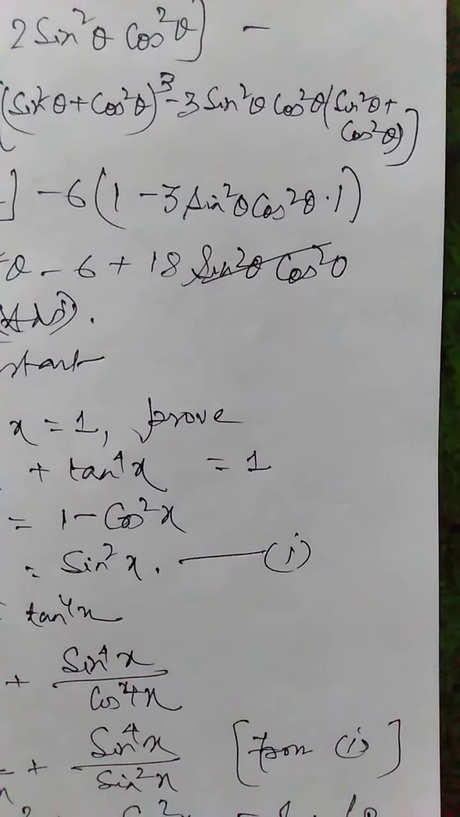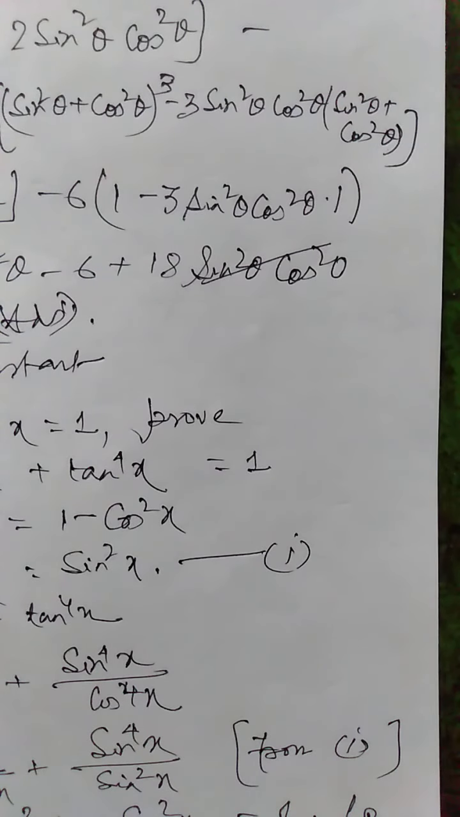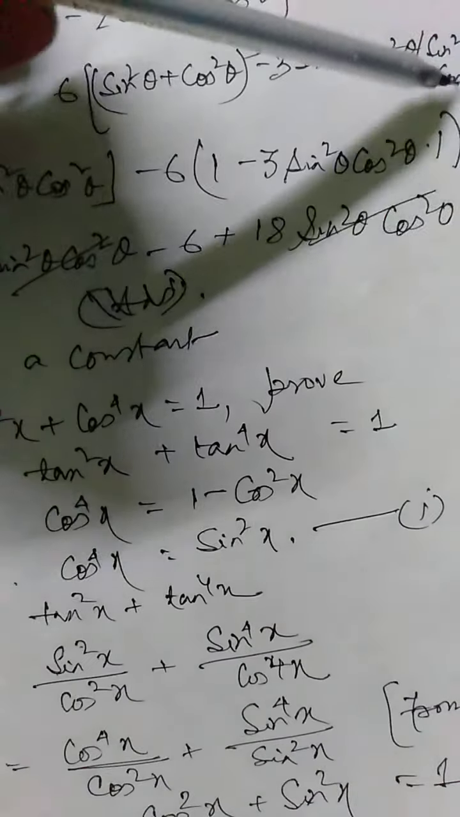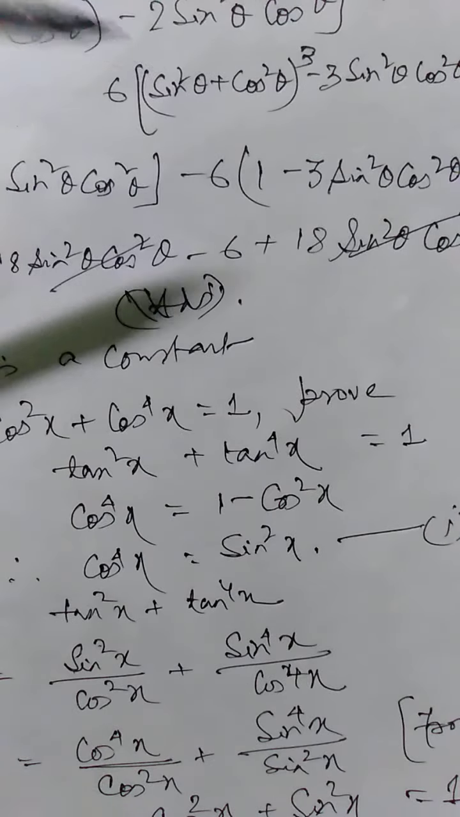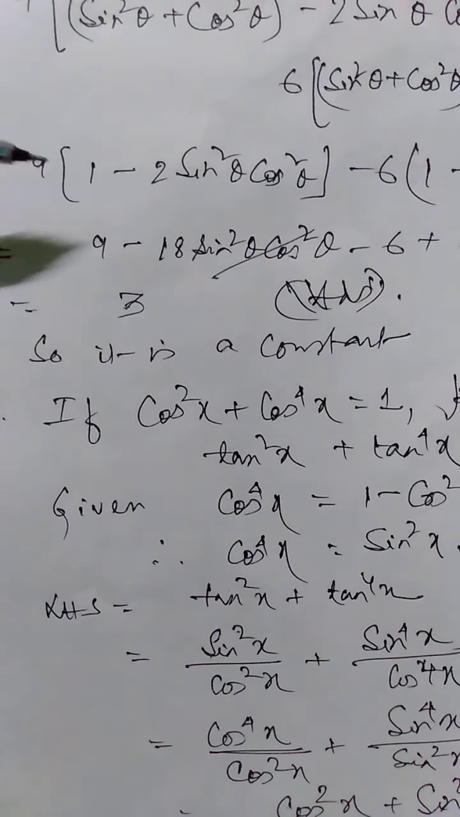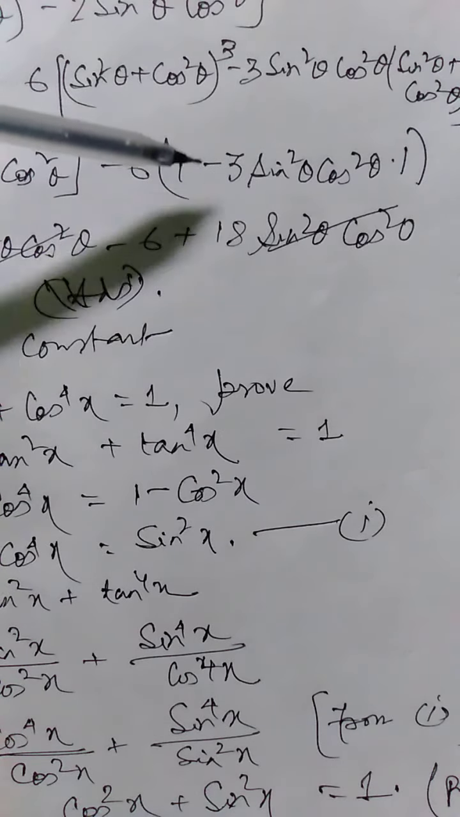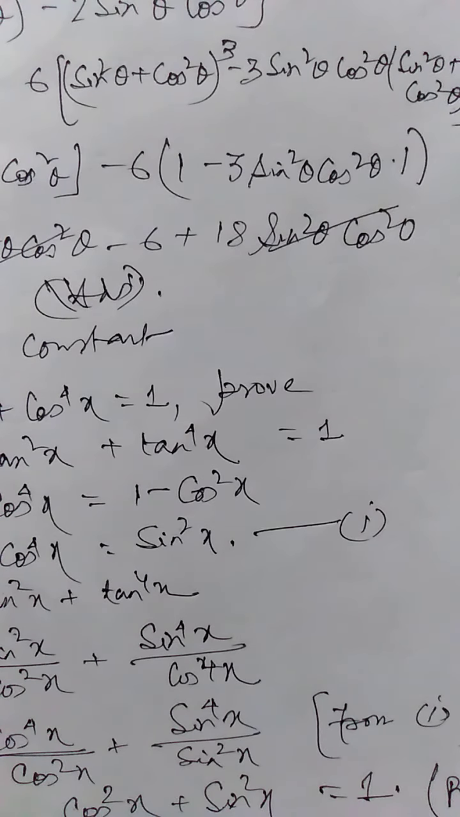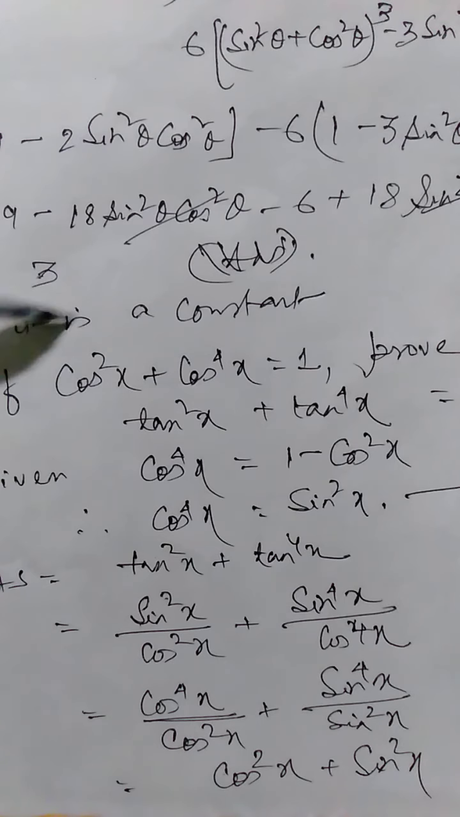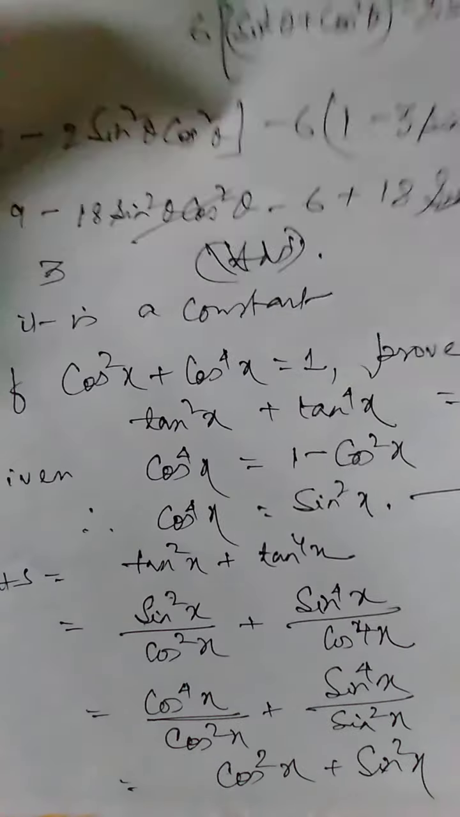So here what will you do? You will put the value of 1. Sin square plus cos square is what? 1. In three places we are getting sin square plus cos square. You are putting 1 and you will get 9 into 1 minus 2 sin square theta cos square theta minus 6 into 1 minus 3 sin square theta cos square theta. This will give 9 minus 6 and you will get the answer 3. So this is a constant. It is not containing any theta term. Proved.